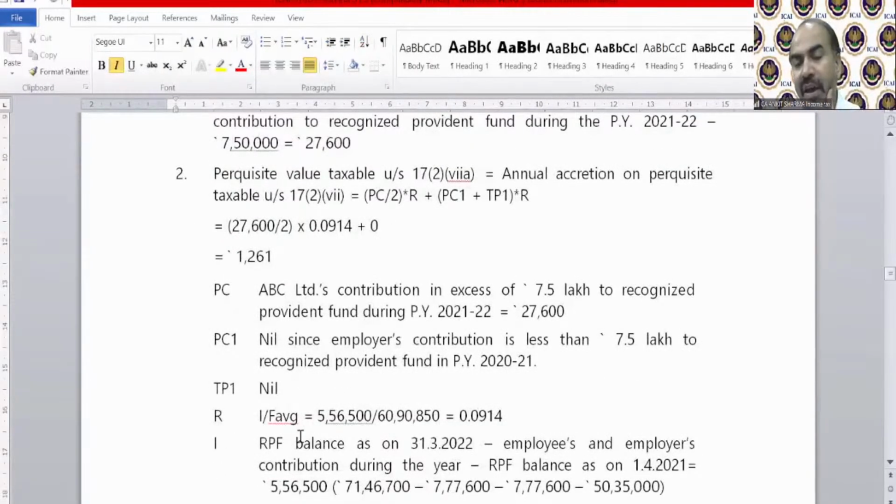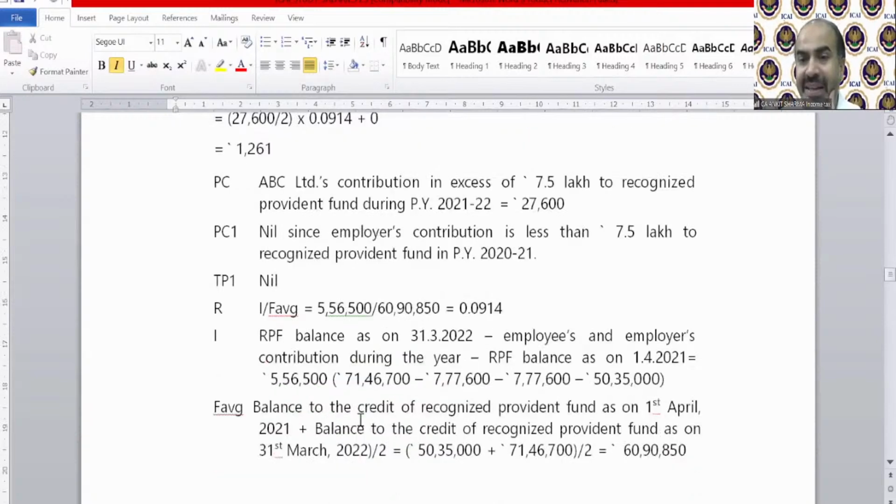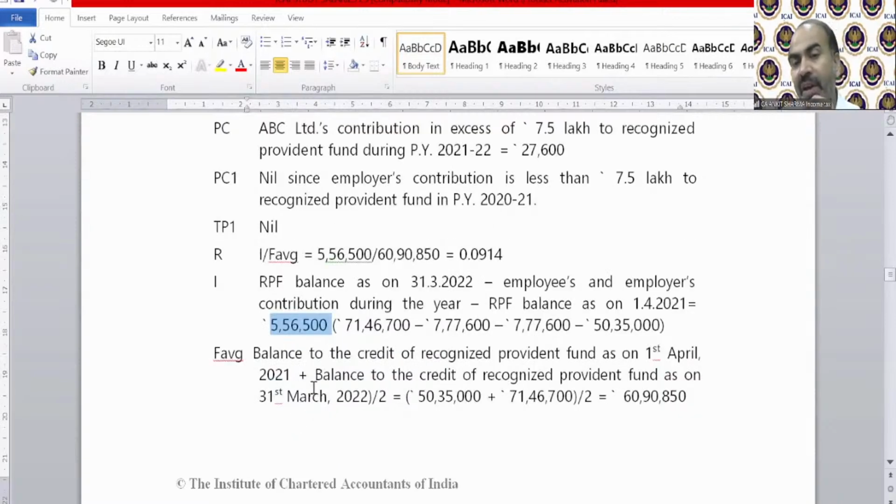Regarding F average, I was saying how we need to calculate. The closing balance is 71,46,000 of 31st March 22, because we are solving previous year 21-22. Deduct the contribution of the employee, 7,71,600 was the employee contribution, same as the employer contribution, and this gives the opening balance. So we will find I is 5,56,500. Then the average is the opening and closing balance of this previous year divided by 2, that is 60,90,850.